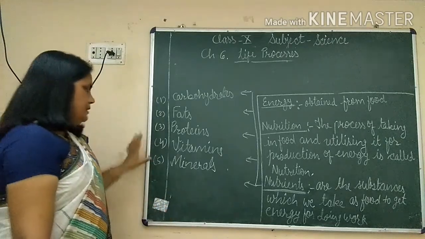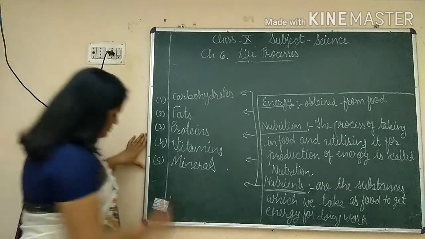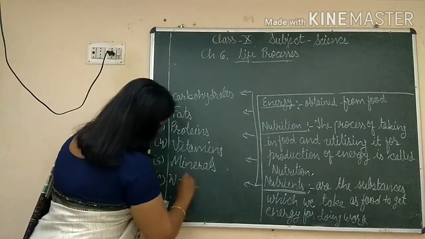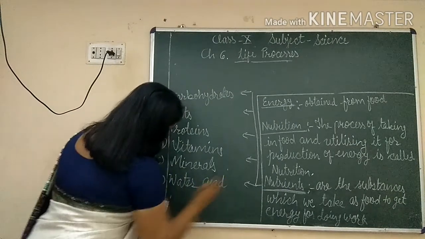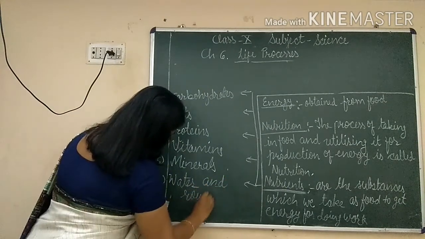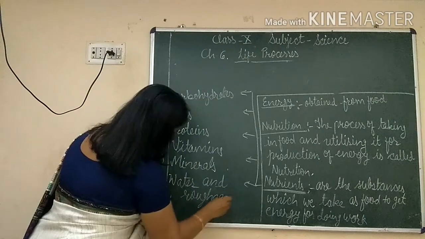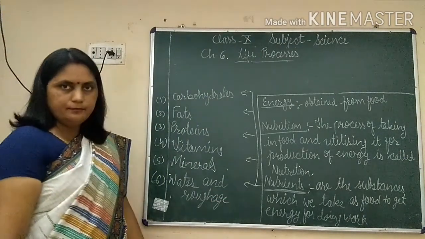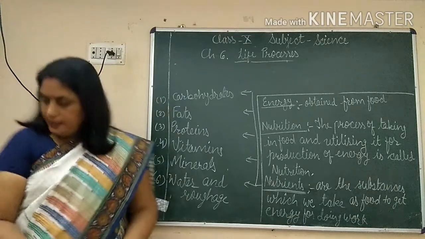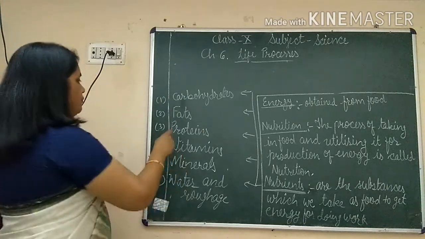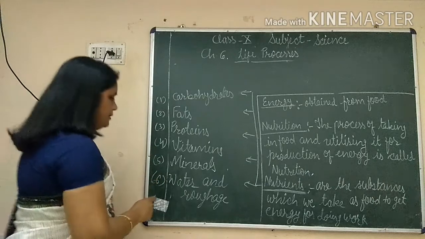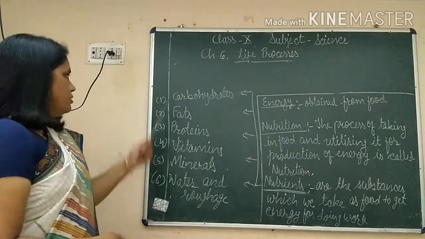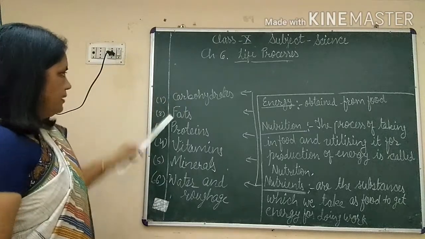Now, besides these 5 nutrients, water and roughage are also essential parts of our nutrition. Carbohydrates, fats, proteins, vitamins, minerals, water and roughage. So these 5 are the main nutrients.